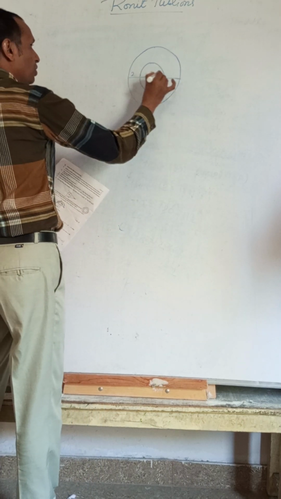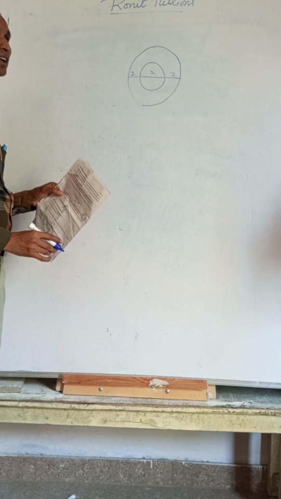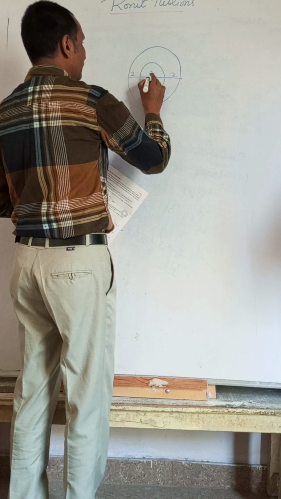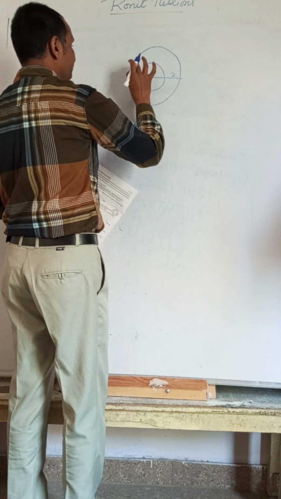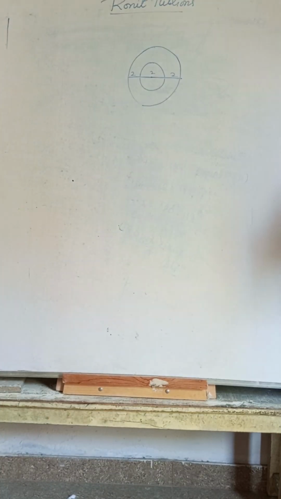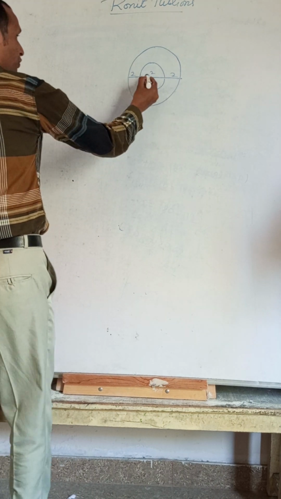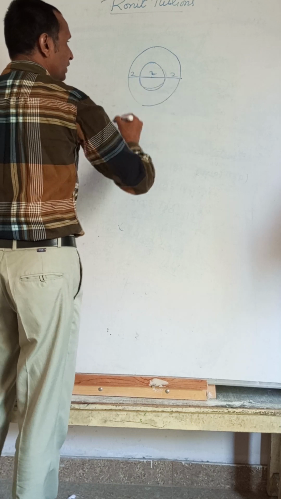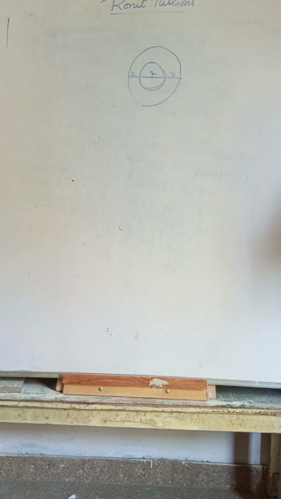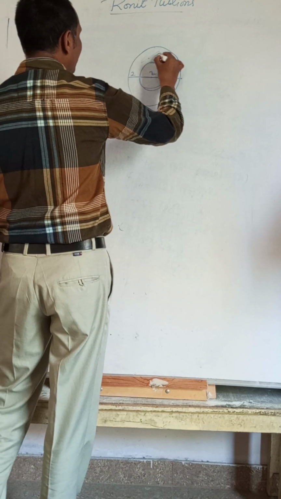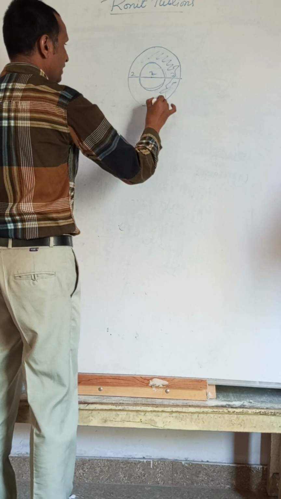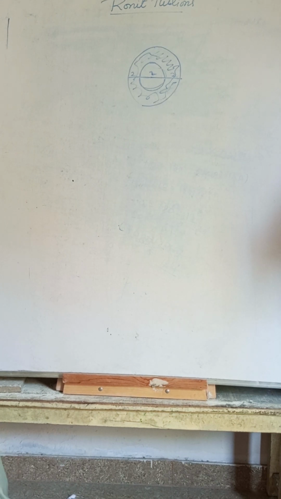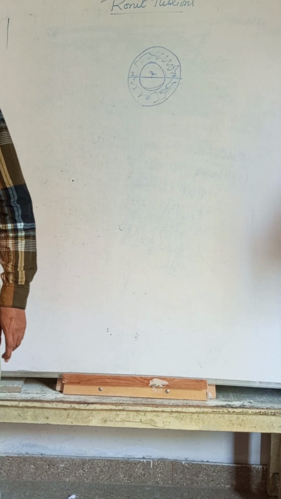So this diameter is 4 cm. Means this side is 2, this side is also 2, total is 4 cm. We are talking about the diameter only. This is not combined; the 2 is written only for this purpose. This is the shaded region, and the question asked is to find the area of the shared region.